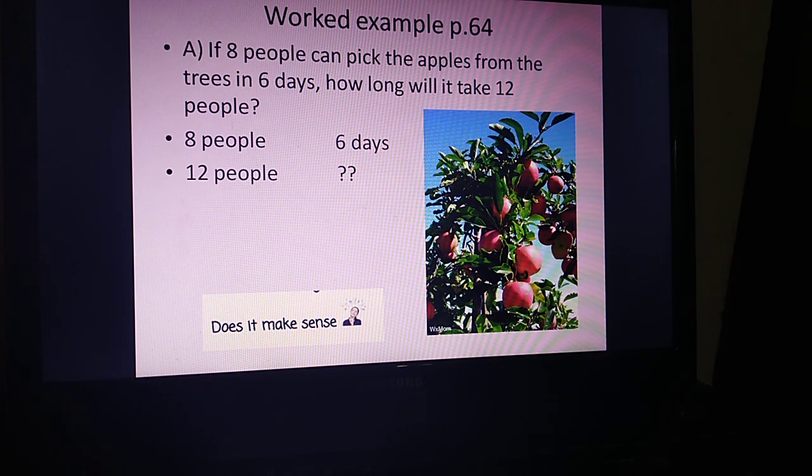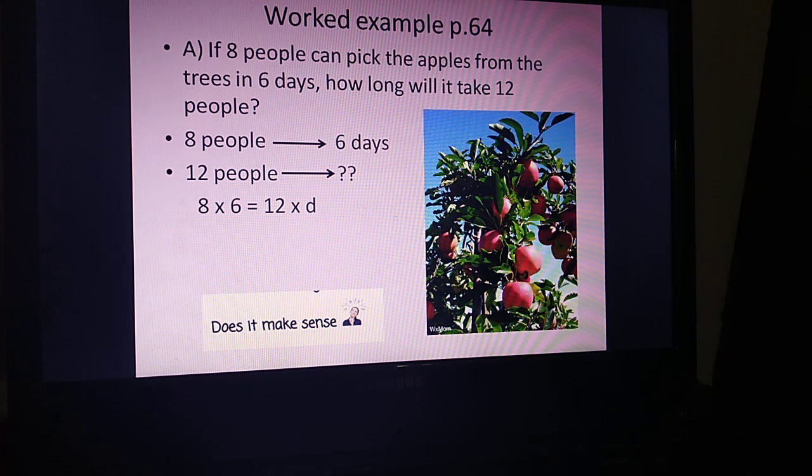Now, remember in direct proportion, we used to multiply in a cross shape. كنا نضرب تبادلي بالتناسب الطردي. بالتناسب العكسي, I can't do this. I must multiply horizontally. This is what we mean here. By multiplying horizontally, I mean that 8 multiplied by 6 is equal to 12 multiplied by d. And by d here, I mean the variable, المتغير. Choose the letter you want, no problem.